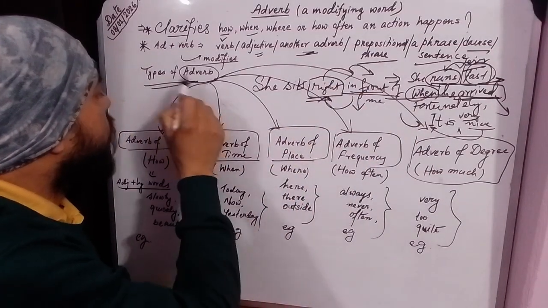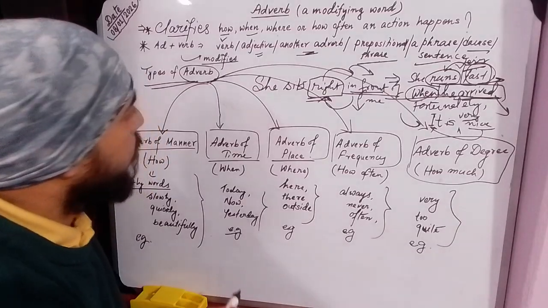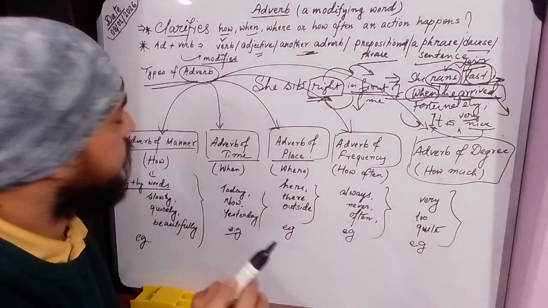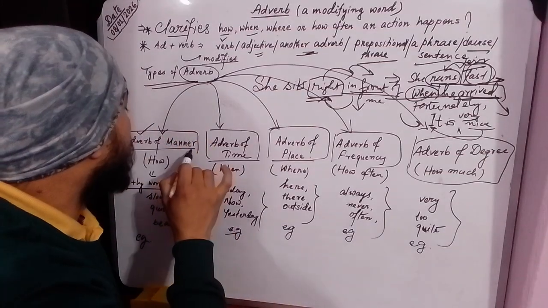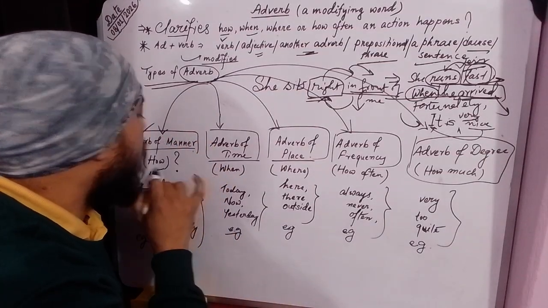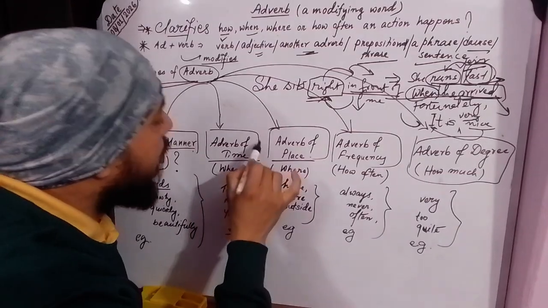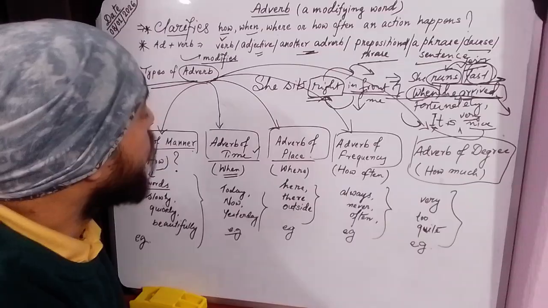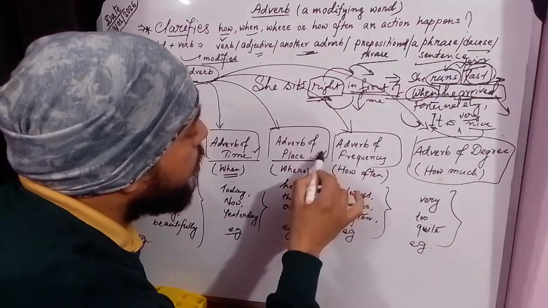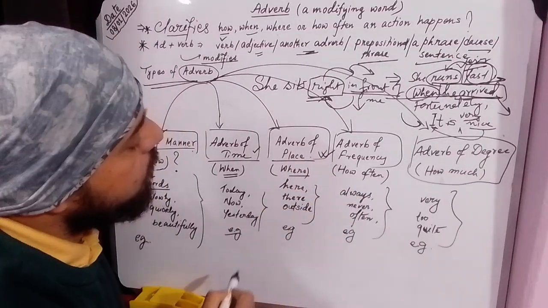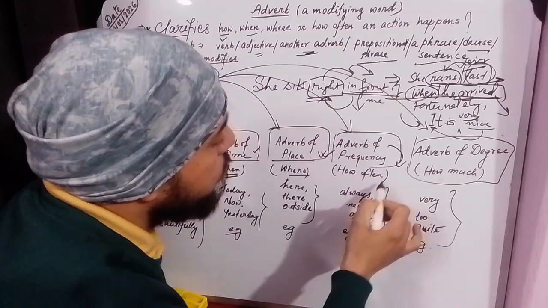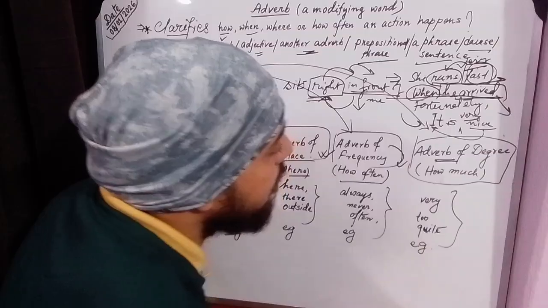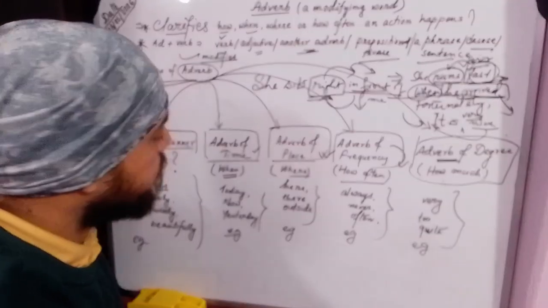Now types of adverbs. We are having mainly 5 types of adverbs. First one, adverb of manner, that speaks about how. Second one, adverb of time, that tells about time, when. Adverb of place, that is where in its case. Adverb of frequency, that is how often. And adverb of degree, that is how much.